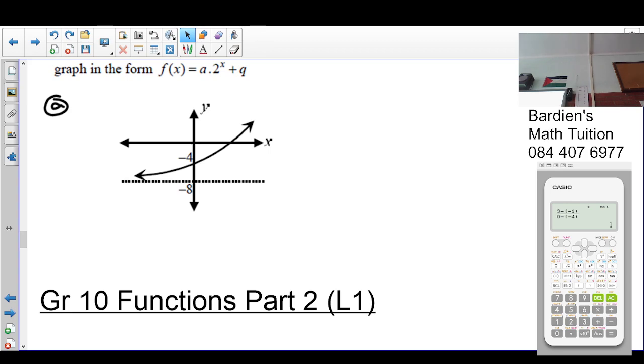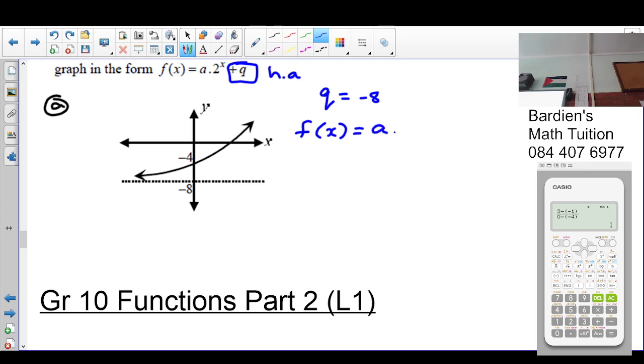So we got given the exponential function, where f of x equal to a times 2 to the x plus q. And we said, what is q? Q is your horizontal asymptote. We have the horizontal asymptote here? Yes. So q is equal to negative 8. My equation is f of x is equal to a times 2 to the x minus 8. So what do we need to solve now? A.